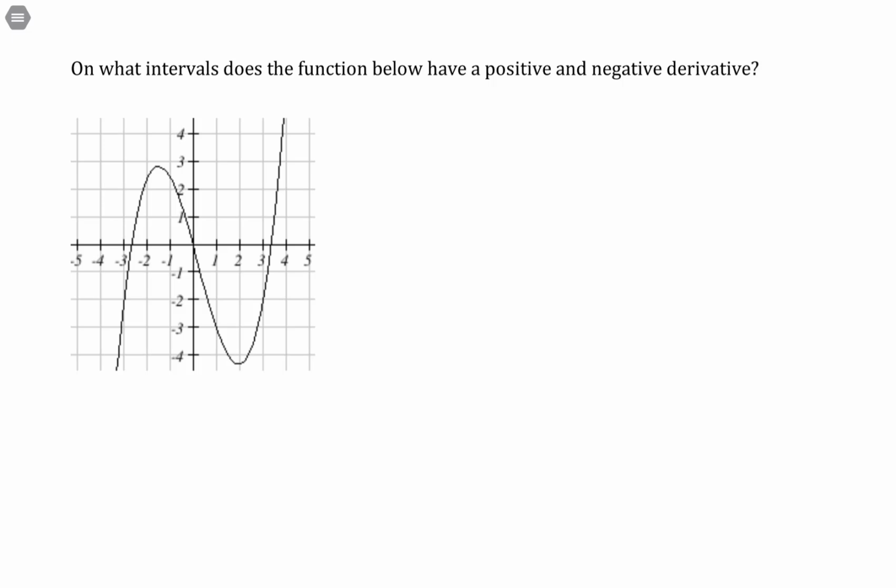On what intervals does the function below have a positive and negative derivative? Well, when a function has a positive and negative derivative, let's think about what that means. So if we have a derivative that is positive, that means of course it's greater than 0, and that tells me that the original function is increasing on that interval.